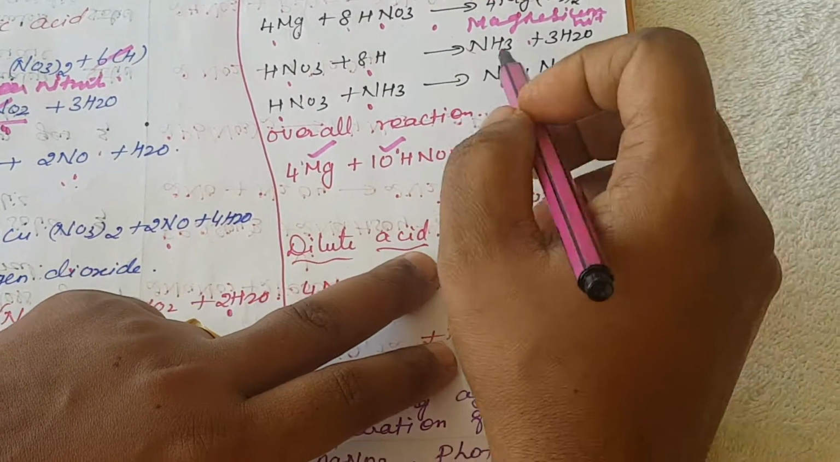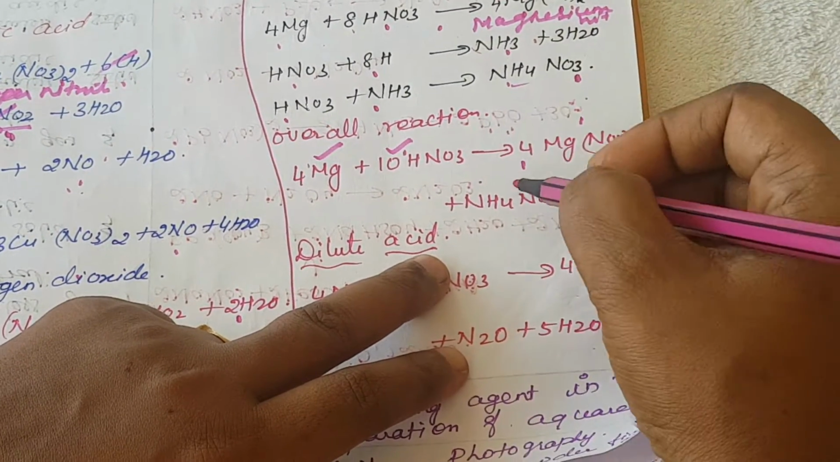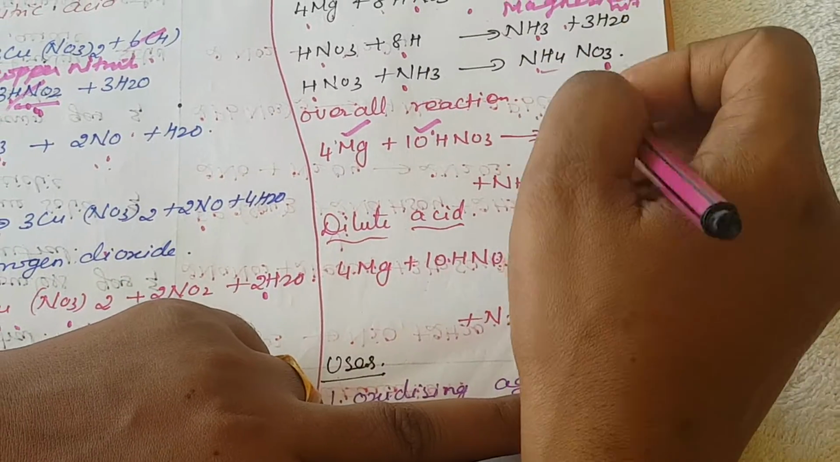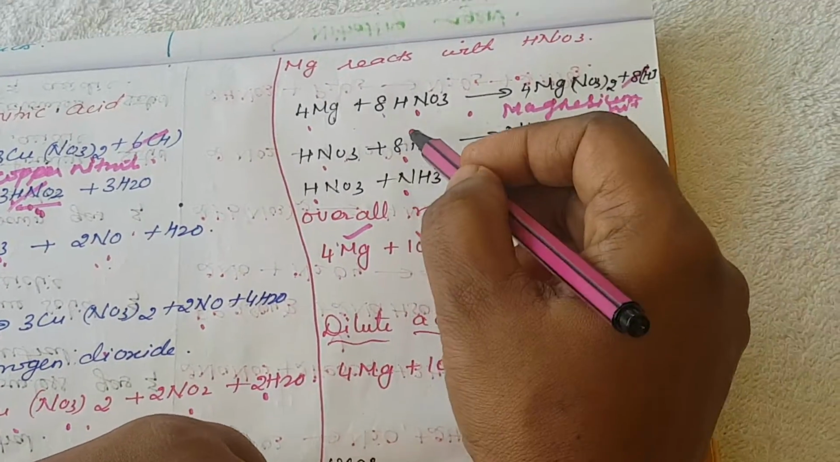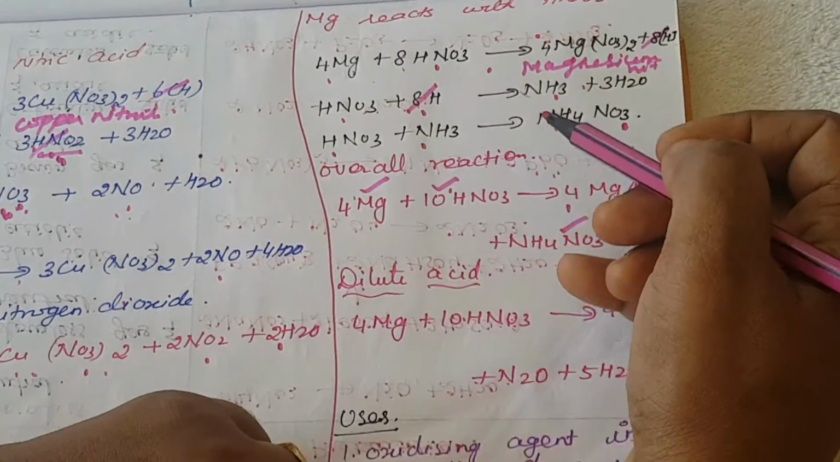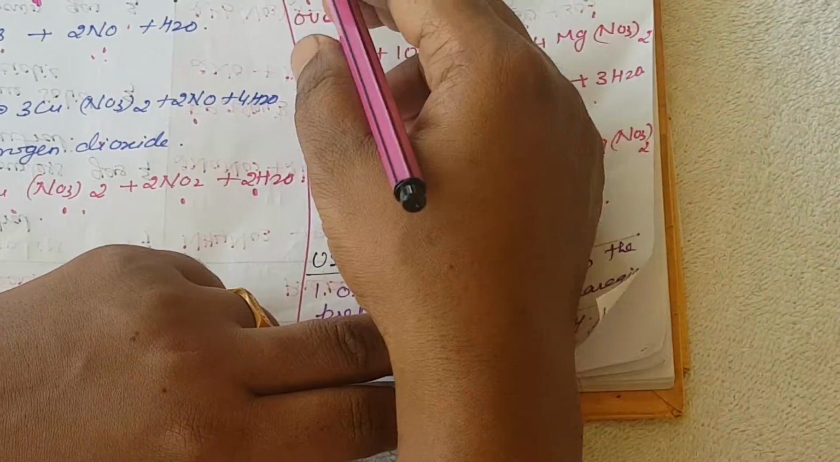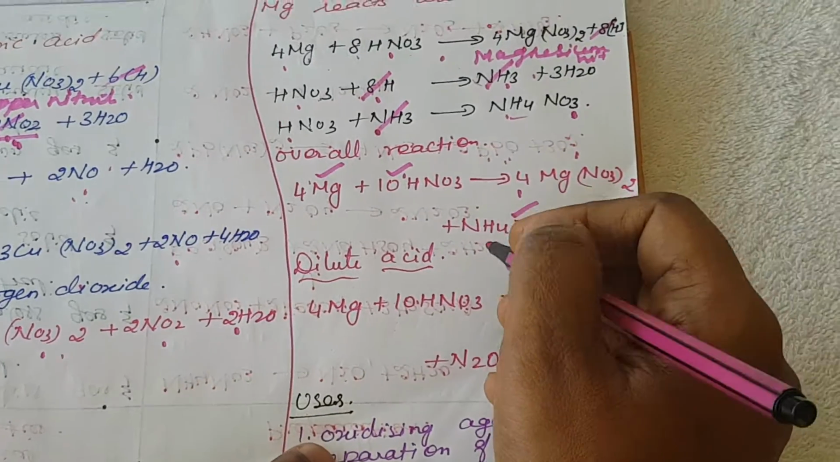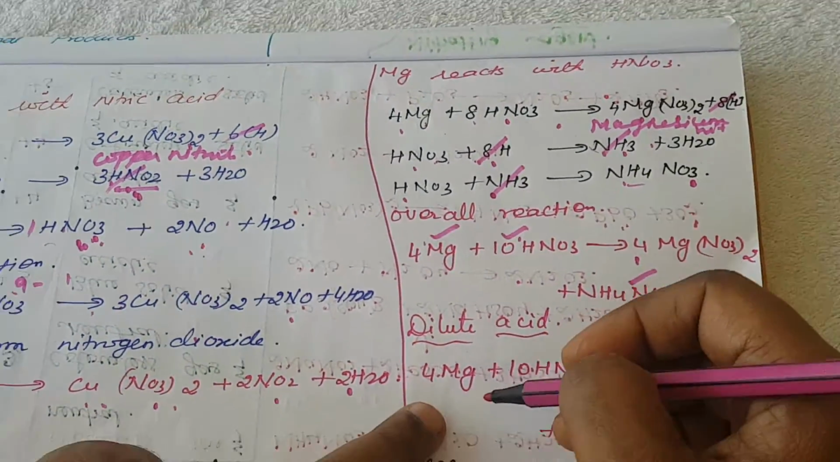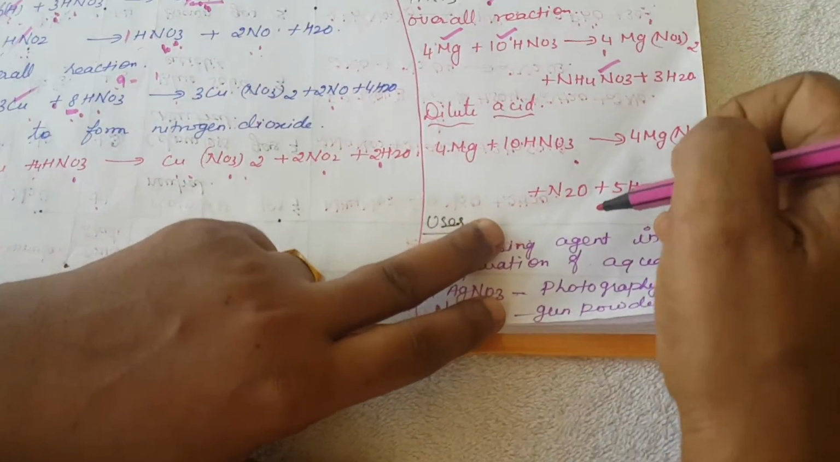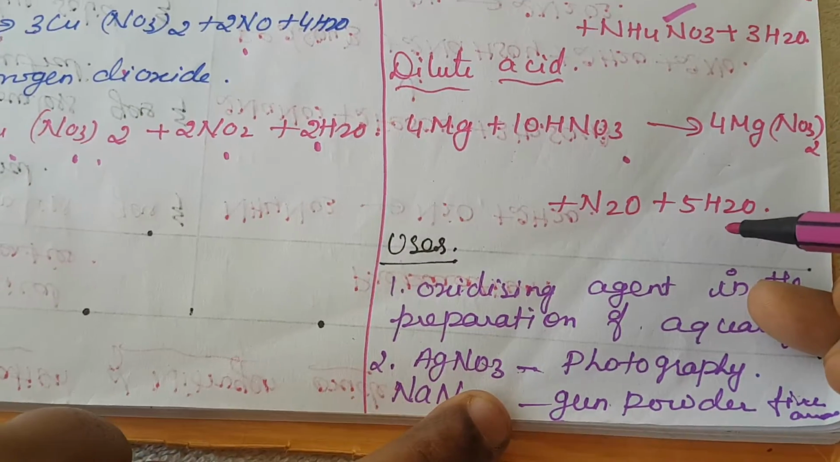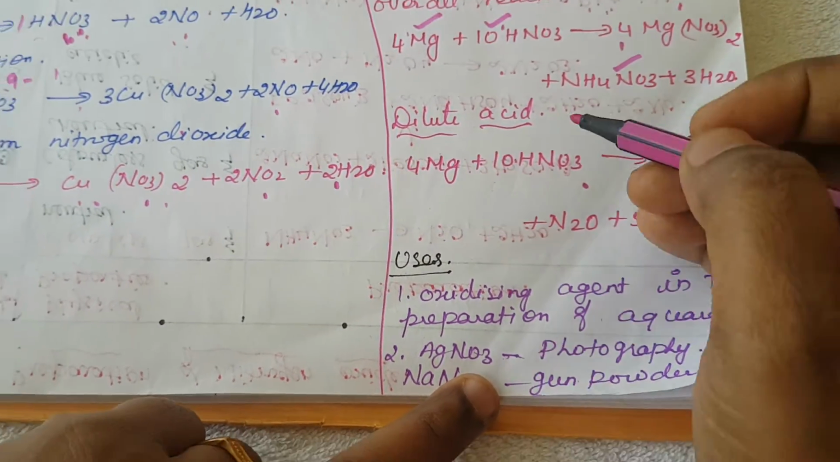Then magnesium nitrate, here ammonium nitrate, here that is H2O. 3 molecules of H2O, here 8H, then ammonia will be cancelled. Okay, so this is the magnesium reacting with nitric acid. The same equation with dilute nitric acid: the magnesium nitrate, nitrous oxide plus H2O will be obtained. Okay, so this is another one.